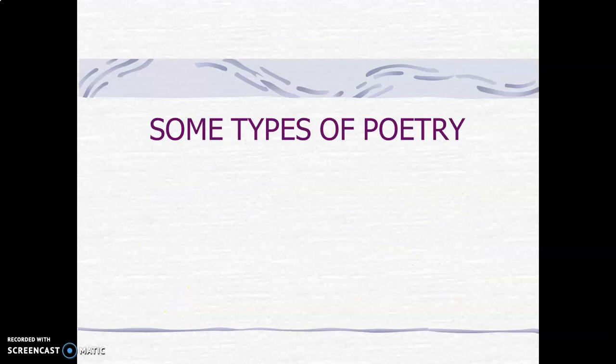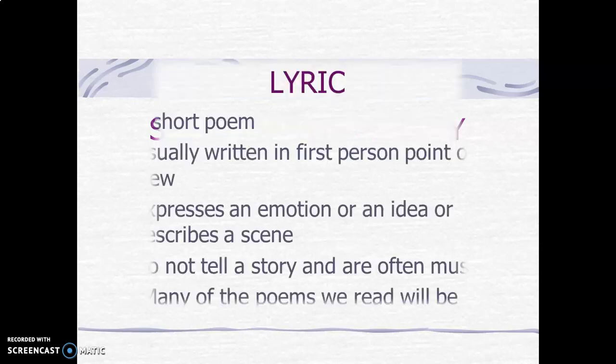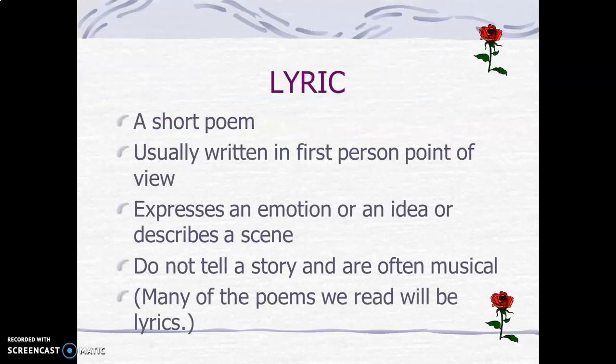And we have come to talk about some types of poetry. We have lyric, which is a short poem, usually written in first-person point of view, and I'm sure you know the meaning of first-person point of view, when the author uses pronouns like I, me, and mine, expresses an emotion or an idea or describes a scene. This is a lyric. It doesn't tell a story and is often musical. Many of the poems we read will be lyrics.